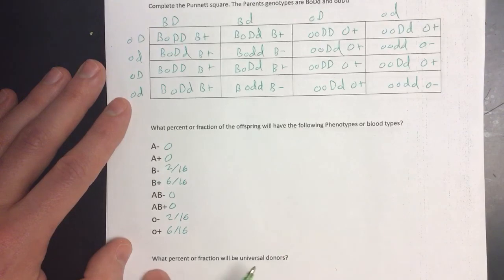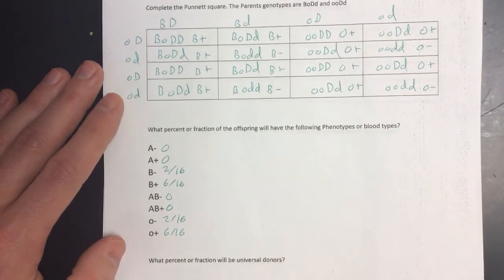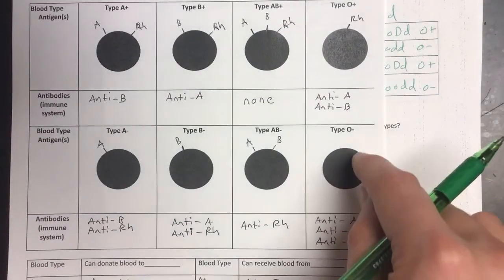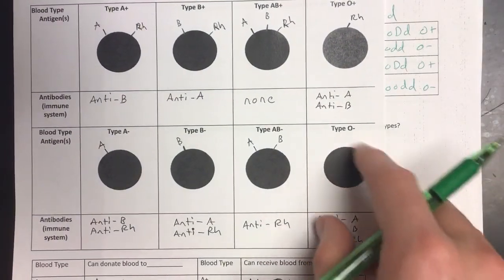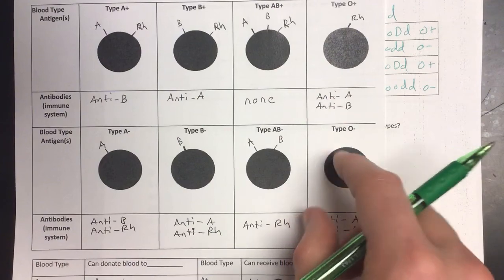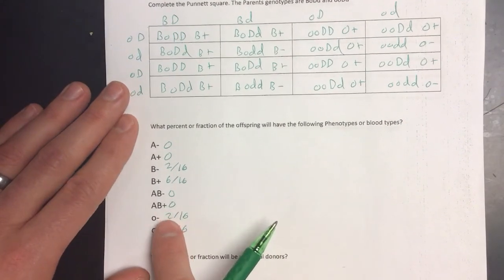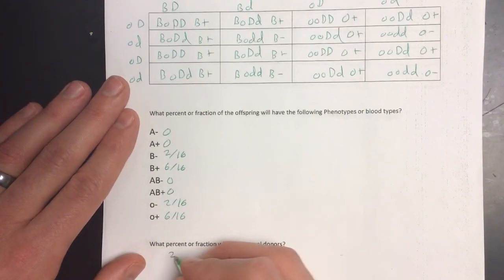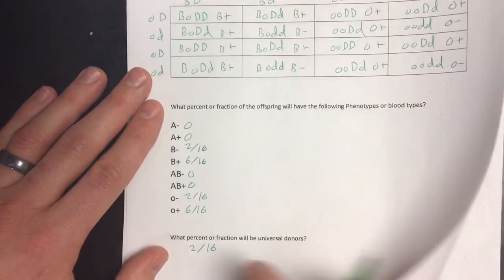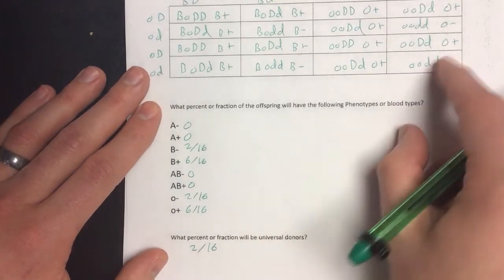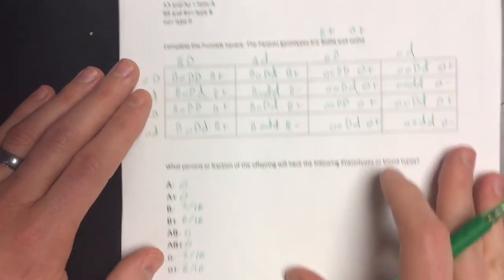And then the last question is, what percent or fraction will be universal donors? Well, you have to ask yourself, what is a universal donor? Look back at this chart. We know that the only blood type that doesn't have any important antigens is type O negative. So the universal donor is O negative. So I look back at this, and 2 out of 16. So 2 out of 16 of this couple's kids will be universal donors. So their blood will be sought after. Anybody can take it.